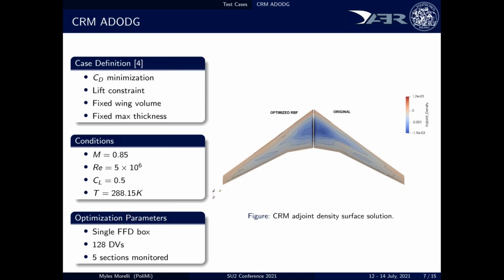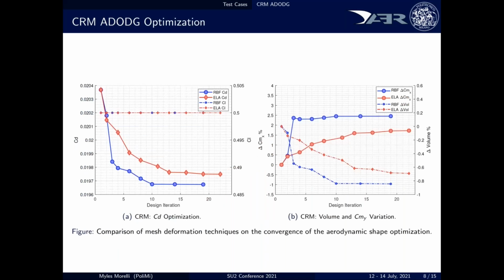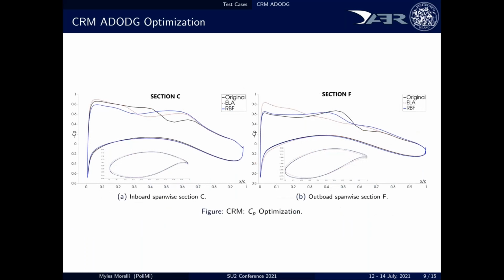And what we obtained also this time is a stronger reduction of the CD with RBF of almost 8 drag counts. We paid in terms of torque moment, which is increased, and we are not perfectly preserving the volume, probably due to the fact that we are introducing an interpolation error, which is intrinsic of RBF, but also the old framework does not perfectly preserve the volume. And in the next slide, we can see how the shape is changing at 2 sections, and the CP plot is way different from the starting one.